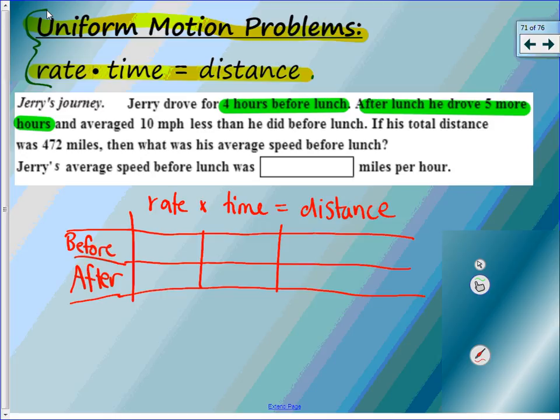And what I'm going to do is fill in 2 of the columns. Since this is an equation, you only need 2 of the columns to find the third column, because you only need 2 pieces of information to then find the third piece of information. So looking at the information I wrote down, I know the time before lunch was 4 hours, the time after lunch was 5 hours. So that information is given in the problem.